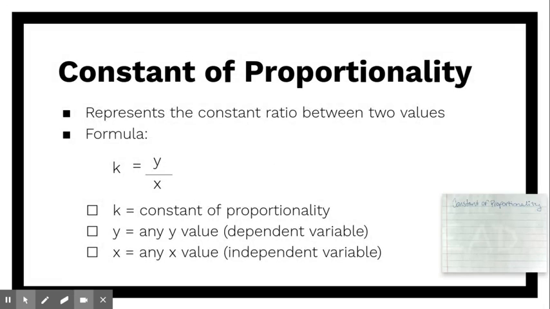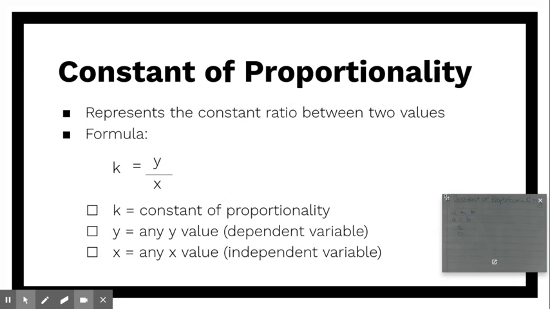So our constant of proportionality represents the constant ratio between two values. Usually these are our x and y values. So it's going to be the ratio, okay? Remember, we write a ratio as a to b, a colon b, or as a fraction. That's how we see it a lot, as the fraction, okay?